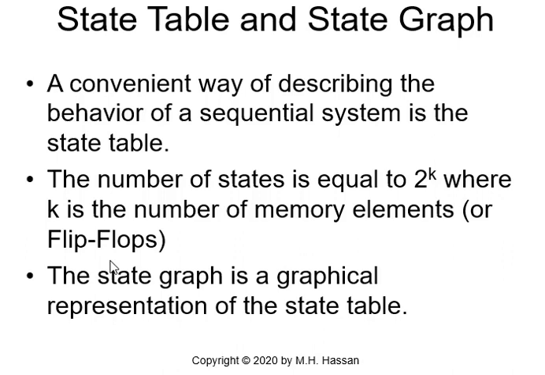State graph and state table, or state table and state graph. A convenient way of describing the behavior of a sequential system is the state table. The number of states is equal to 2 to the power k, where k is the number of memory elements of a flip-flop. The state graph is a graphical representation of the state table. We can get the state table from the state graph and vice versa.